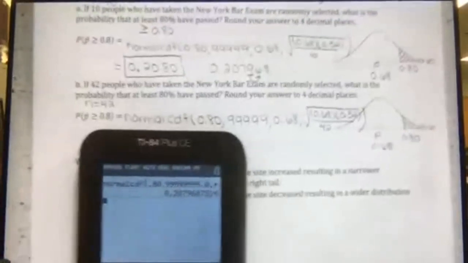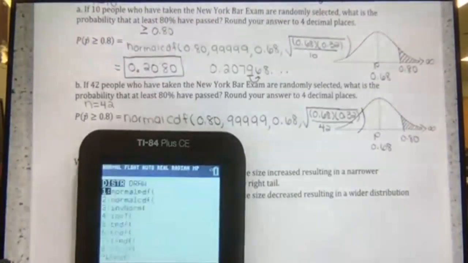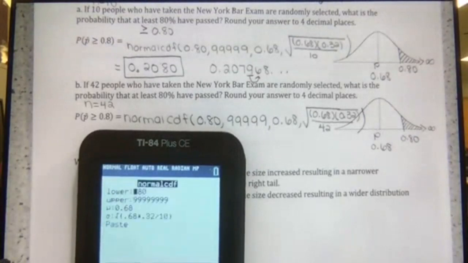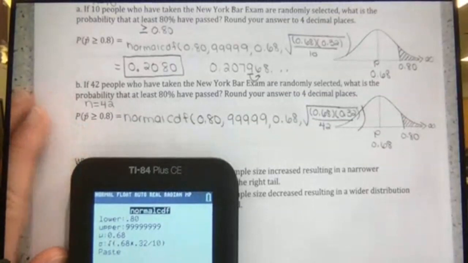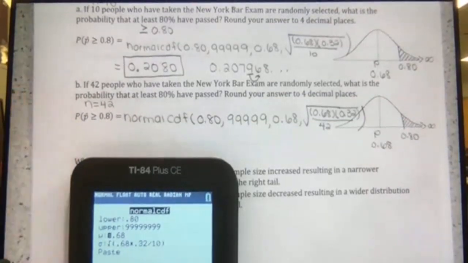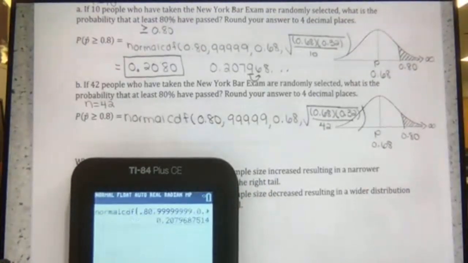If you have a newer calculator like mine, whenever you plug it in, it should stay the same. So second bars, normal CDF. Our lower limit is 0.80. Our upper limit's 99999. Our mean is our p-value, which is still 0.68. And our standard deviation is the square root of p, which is 0.68, times q, which is 0.32, divided by n, which is now 42. Pressing paste, it should look exactly like we see it on a calculator. Pressing enter will give us our answer.